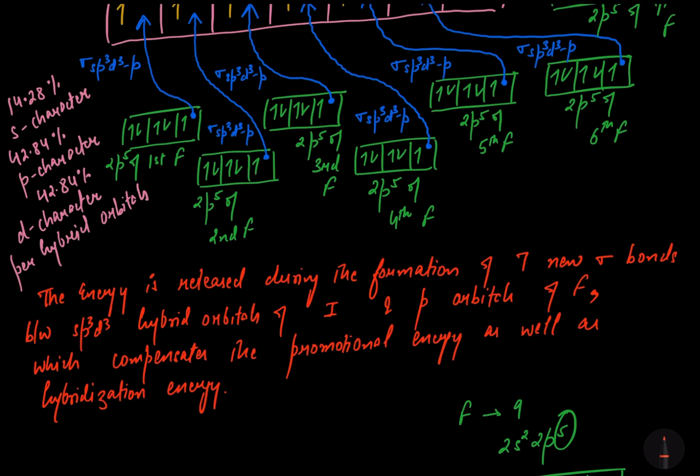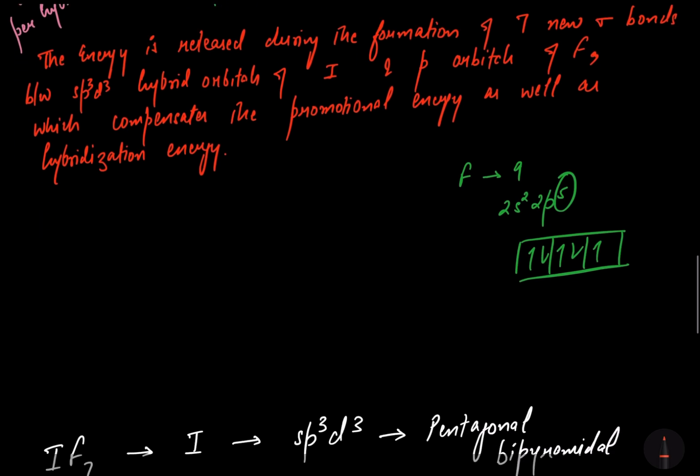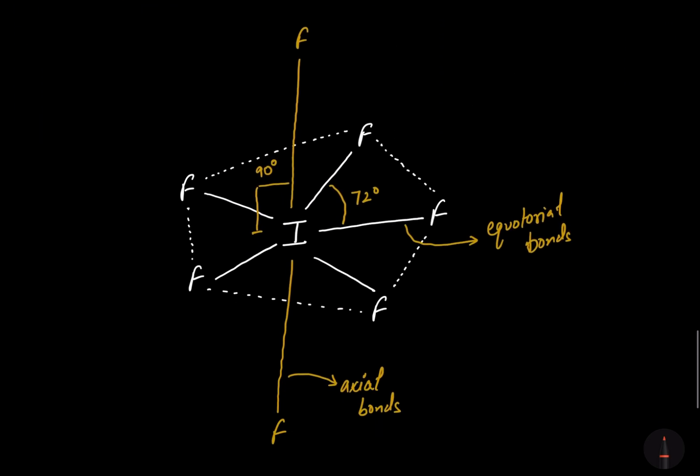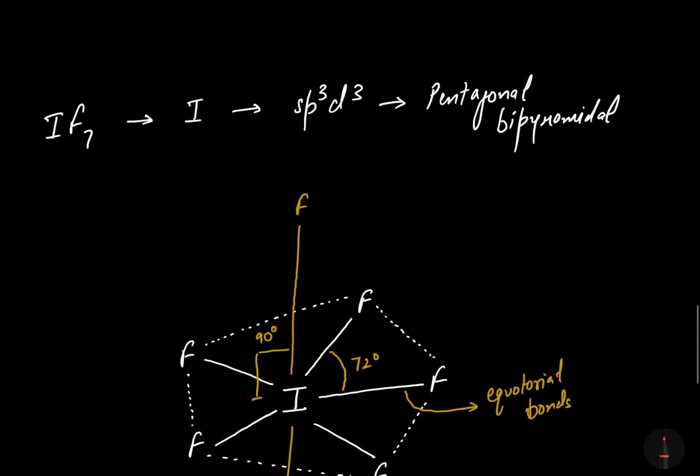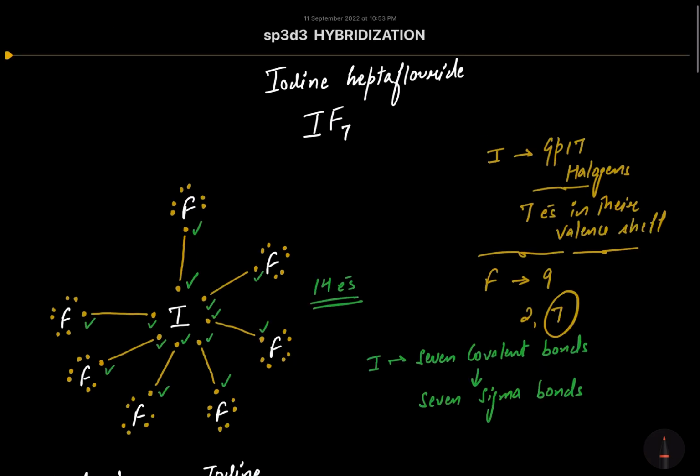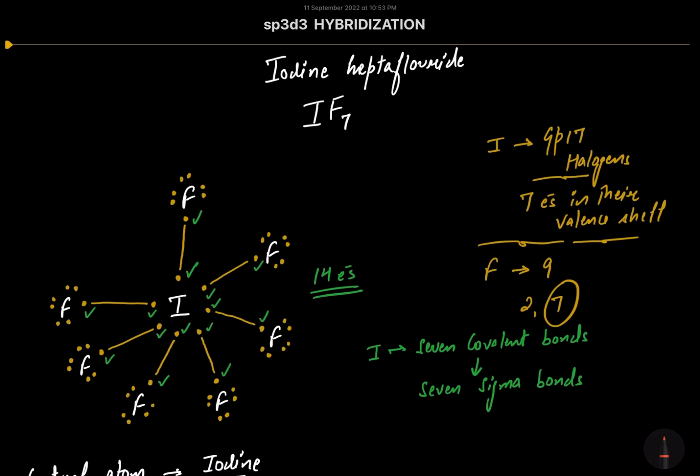So I'm repeating it again. The two endothermic processes, that is promotional energy and hybridization energy, are compensated by the energy released during the formation of 7 new sigma bonds between the hybrid orbitals of iodine and the p orbitals of fluorine. That's why the formation of IF7 is a chemically feasible process, or we can say a spontaneous process, or practically a possible process. So that's all for sp3d3 hybridization by taking the example of IF7.